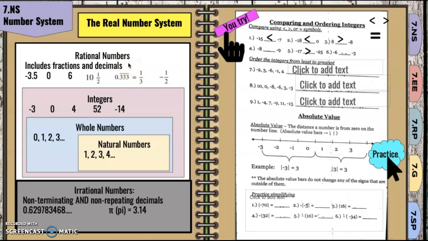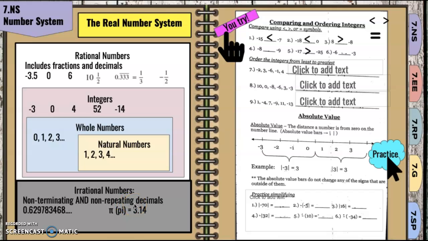Any decimal that is terminating, like negative 3.5, it ends, or repeating, 0.3 repeating, you've got this little vinculum above the number to indicate that it's repeating. Those are rational numbers because they can be written as a fraction. If a number does not fall under any of these categories and cannot be written as a fraction, then it is an irrational number. Irrational numbers are non-terminating and non-repeating decimals.